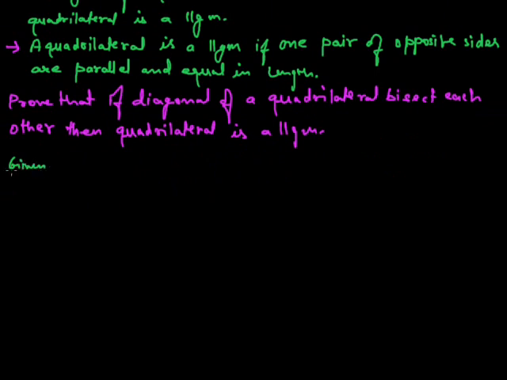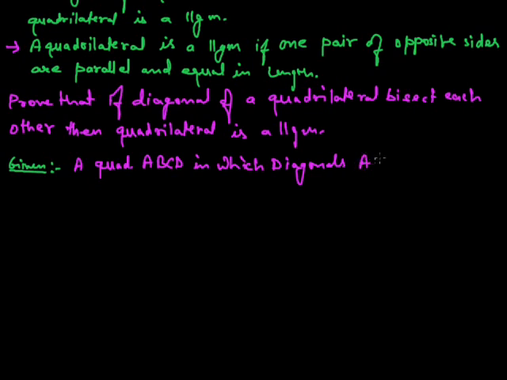Given. What we are given? We are given a quadrilateral ABCD in which diagonals AC and BD bisect each other. This one we are given.